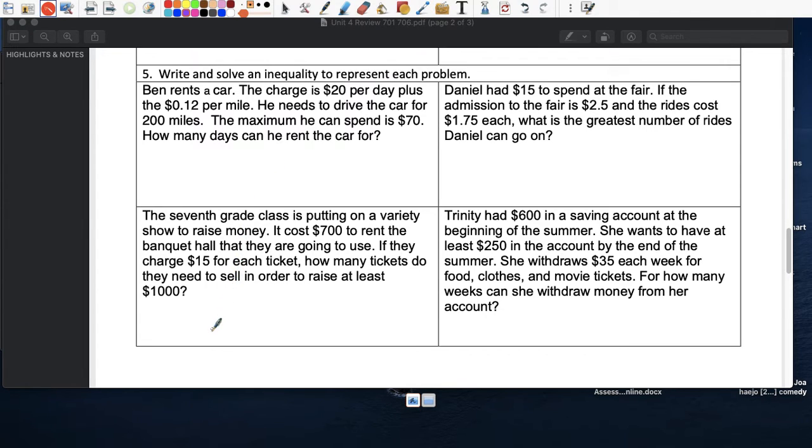The 7th grade is raising money. It's $700 to rent a banquet hall, and then $50 per ticket. How many tickets do they need to sell in order to raise at least $1,000?